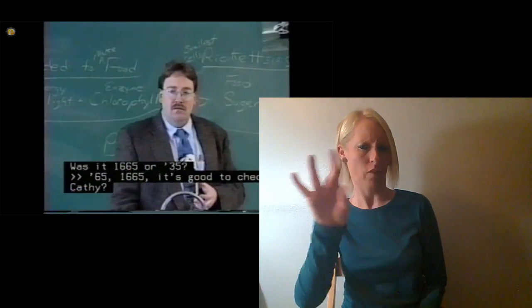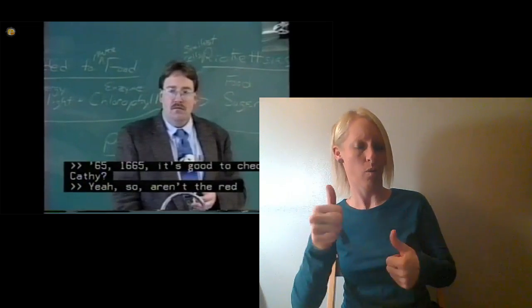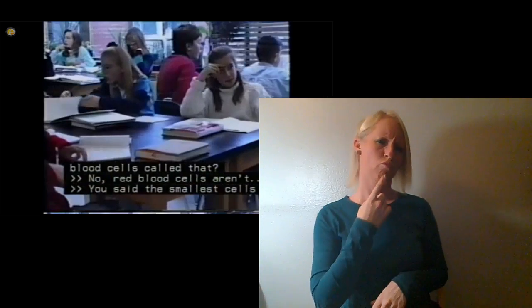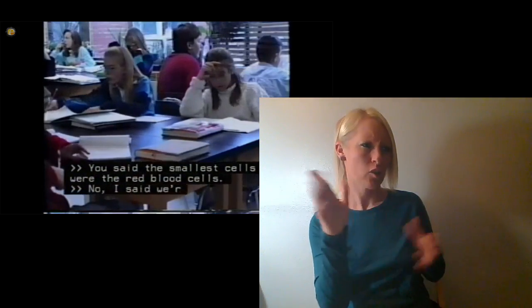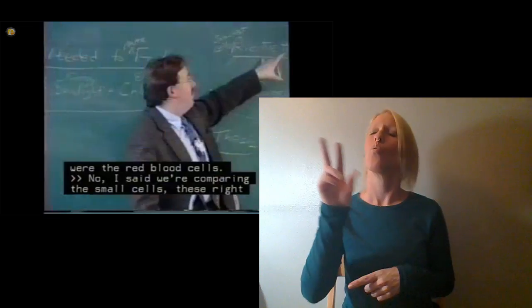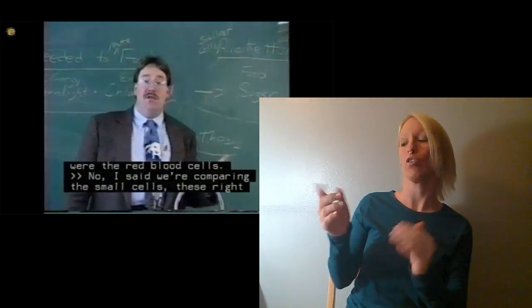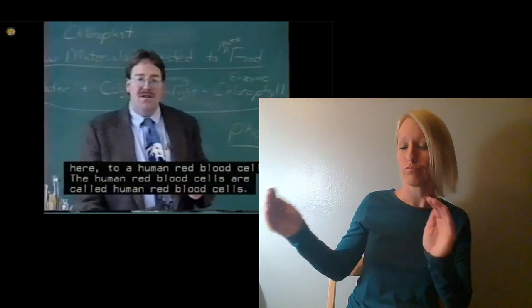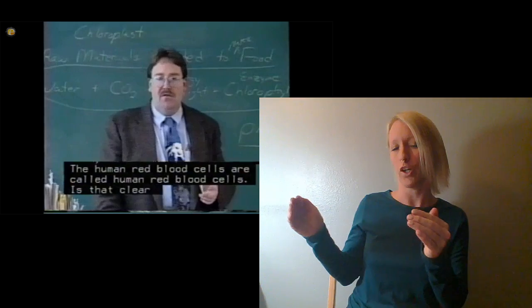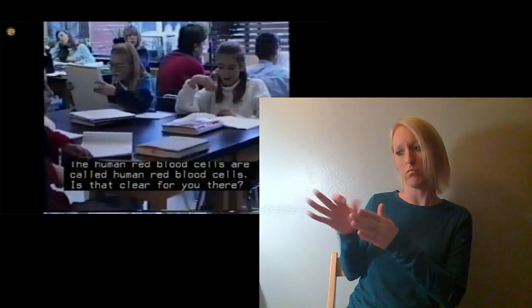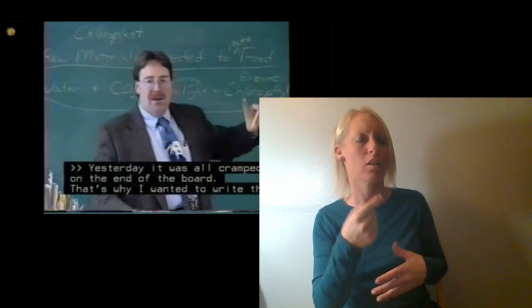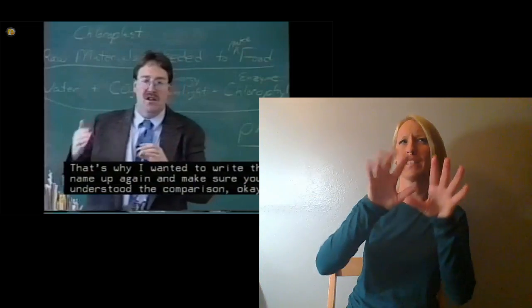Becky? So aren't the red blood cells called the... No, I said we're comparing the smallest cells, these right here, to a human red blood cell. The human red blood cells are called human red blood cells. Is that clear for you, though? Yesterday it was all cramped on the end of the board. That's why I wanted to write the name up again and make sure you understood the comparison.